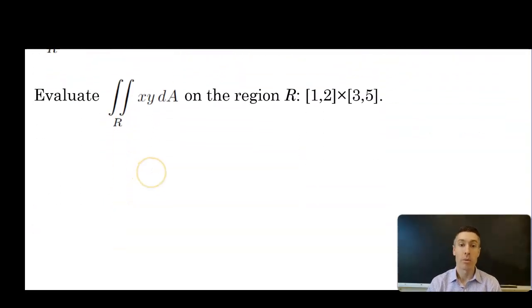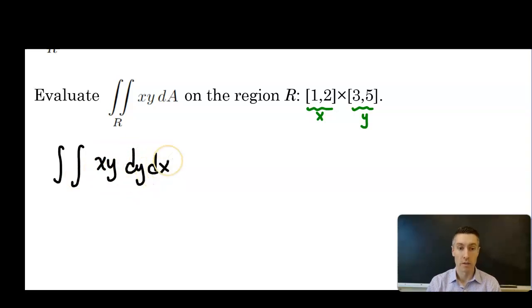So evaluate the double integral over the region R of xy dA on the region R defined as 1 to 2 as our x interval and 3 to 5 as our y. Okay, so again, just for emphasis, there's our x, there's our y. So essentially what Fubini's theorem says is the order that we set up this double integral in doesn't matter. So we'll create an iterated integral, x, y, and let's go dy dx.